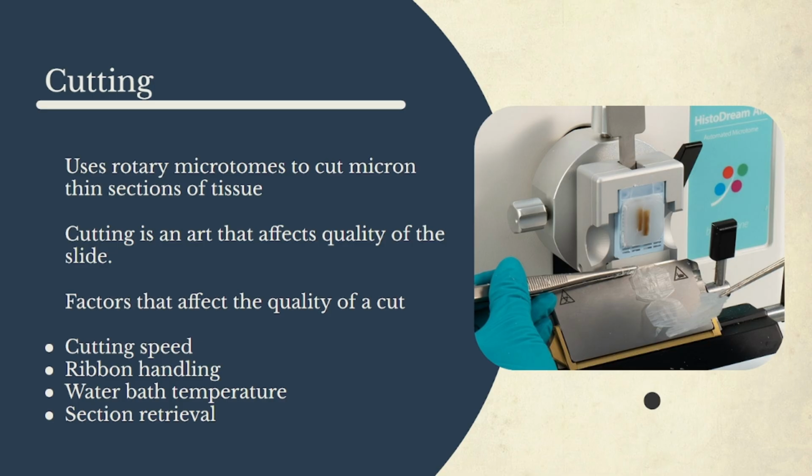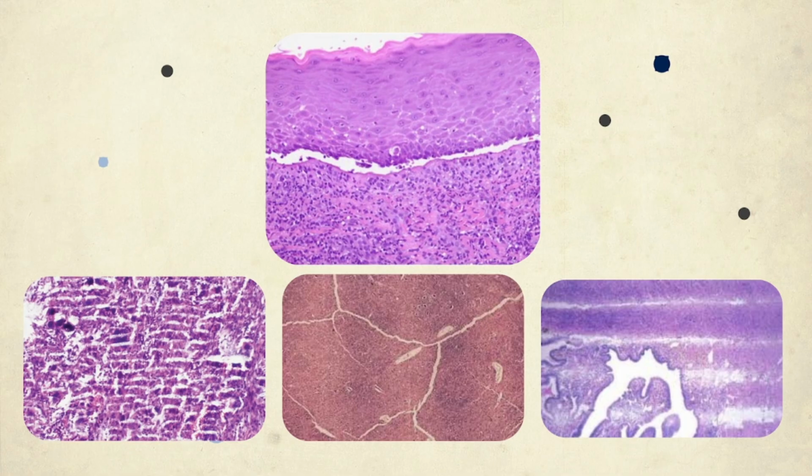Factors that can affect the quality of your cuts include cutting speed, ribbon handling, water bath temperature, section retrieval. And by water bath, that refers to a process where we take these thin sections, place it in water, and use it to keep the section flat as we bring a slide underneath and catch the section on top of it. At the very top of the slide, you can see a clean cut of a tongue biopsy that we might see in Darryl's sample. Underneath are 3 examples of visual errors that might result from improper technique in comparison.